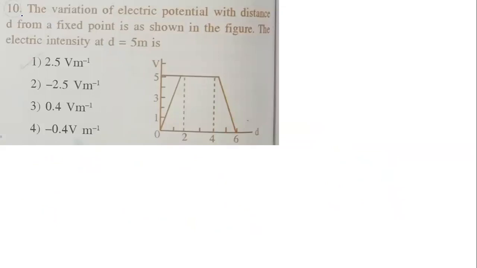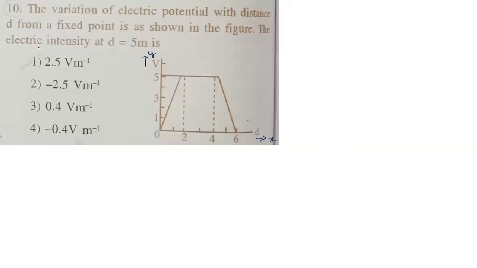Look at the next question now, question number 10. The given variation of electric potential with distance d, they have taken d along the x-axis, and along the y-axis they have taken potential, measured from a fixed point as shown in the figure. This is the figure here.